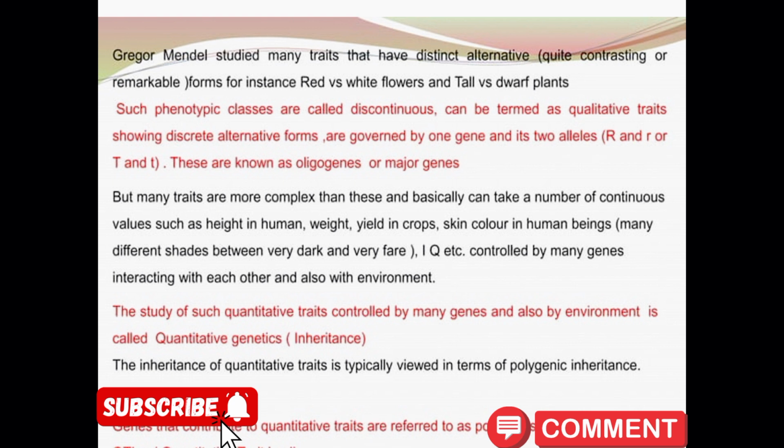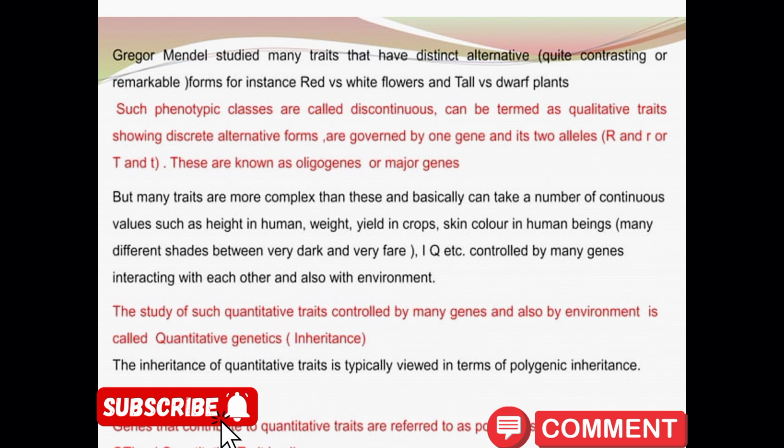Gregor Mendel studied many traits that have distinct, alternative, contrasting forms, for instance red versus white flowers and tall versus dwarf plants. Such phenotypic classes are called discontinuous and can be termed qualitative traits, showing discrete alternative forms. They are governed by one gene and its two alleles, capital R and small r, or capital T and small t. These are known as oligogenes or major genes.